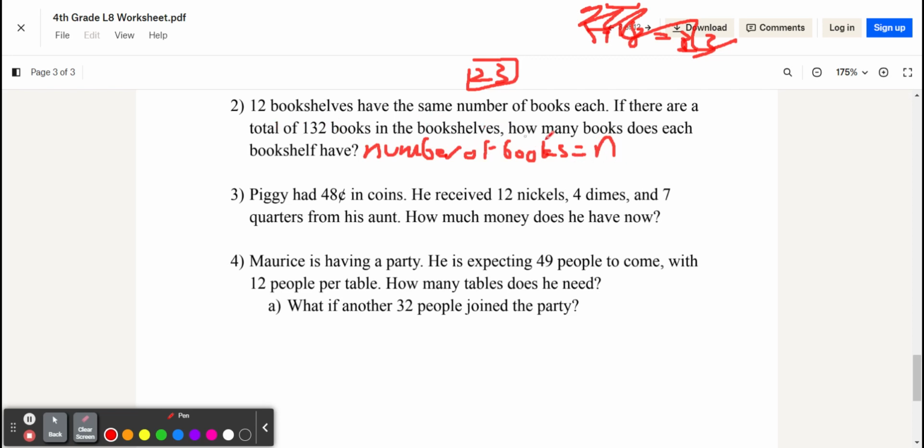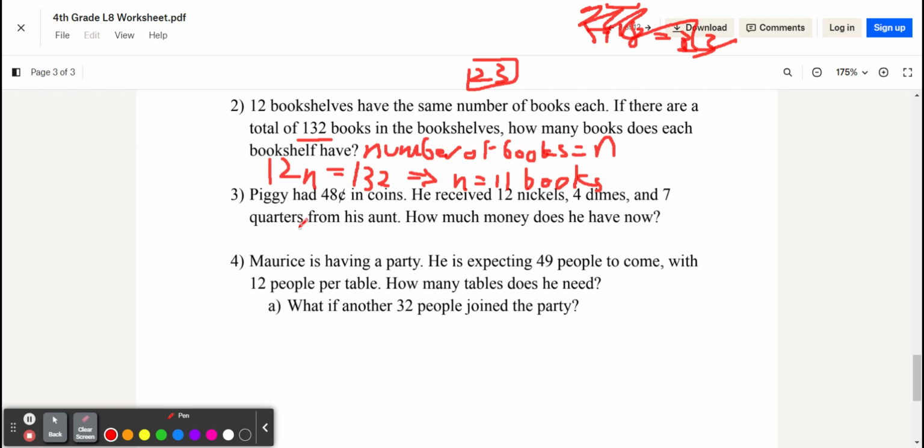So each bookshelf has n books because they all have the same amount of books. And so if you have 12 bookshelves, in total, they have 12n books. And also in total, we know that they have 132 books. So 12n equals 132. Now if we divide both sides by 12, we will get n equals 11. So each bookshelf has 11 books.